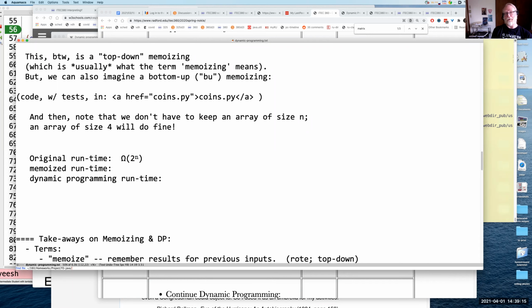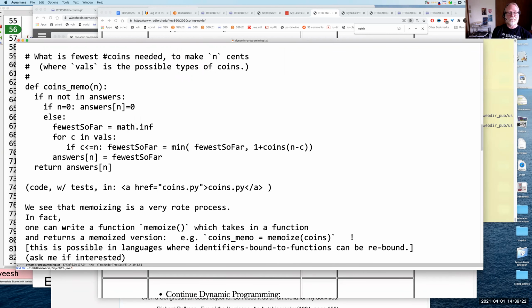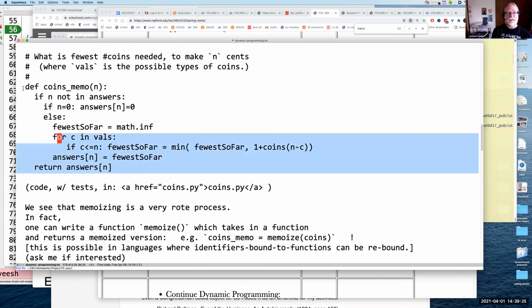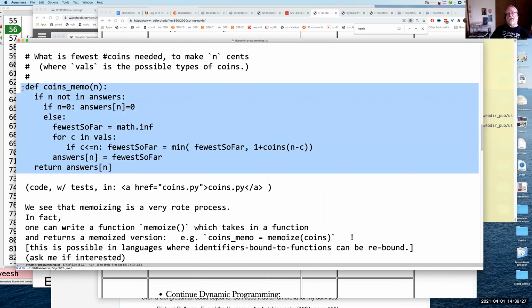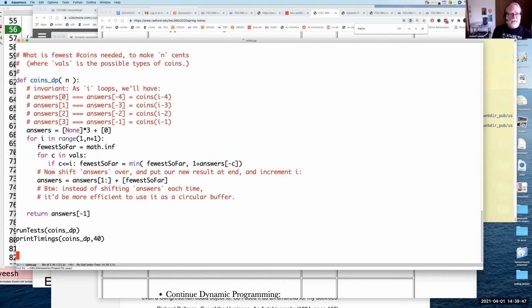What was the memoized runtime? So let's go look at the memoized code. Here's the memoized code. Do we have any loops going on in here? We have an if statement, an if statement. Oh, this looks like a loop here. Okay, so we have this loop going on. Maybe we should even look at the dynamic programming version. That's maybe even more clear. Let's look at the dynamic programming version.